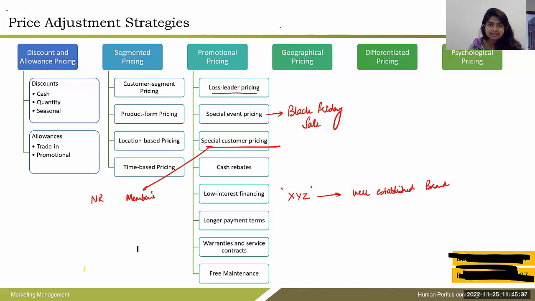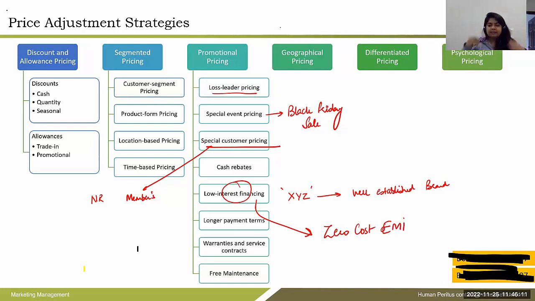Cash rebates, just like cash discounts, there are cash rebates. Low interest financing. We'll charge you the same price, but you can finance it at a lower interest. Instead of 10%, we'll take it to 9.5%. Or these days, I think the perfect example of low interest financing is zero cost EMI. Have you heard of it for certain brands? For certain appliances, you have zero cost EMI.